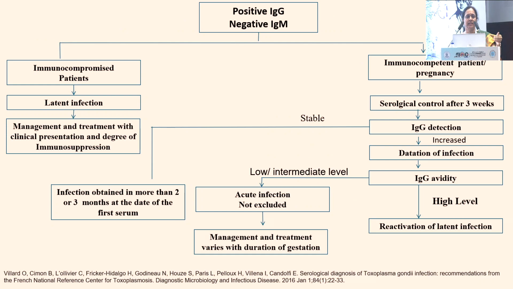Next, most of the times antibodies are negative due to the epiviral phenomena in case of ocular toxoplasmosis. Invariably, the IgM is negative and the IgG comes positive. Then we divide the patients as immunocompromised or immunocompetent. If it's immunocompetent, we assess the serological antibodies, and if IgG is detected and increasing, and IgG avidity is at a high level, it indicates reactivation of a latent infection, whereas a low or intermediate level indicates acute infection.